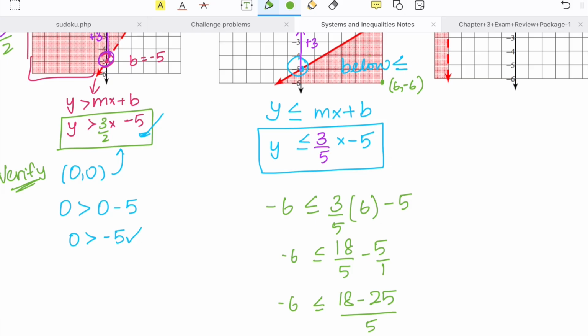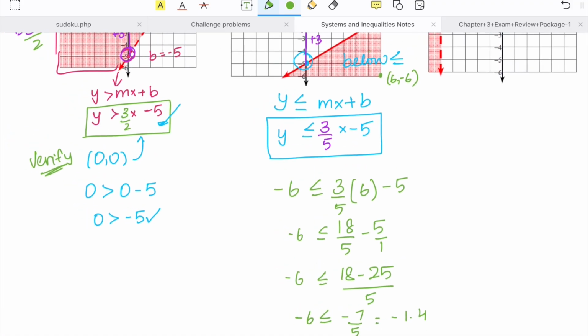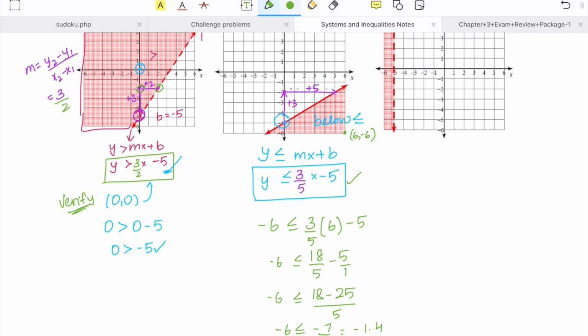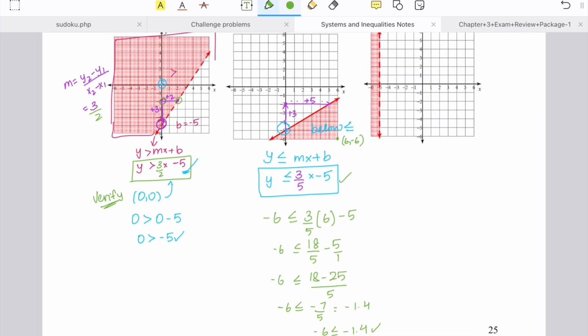Negative 7 over 5, which is negative 1.4. So, is that correct? Negative 6 is less than or equal to negative 1.4? Yep, that means our equation is correct. And you can take any point, but can I take this as my test point? No, it can't be on the line.